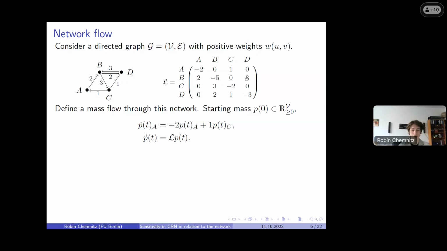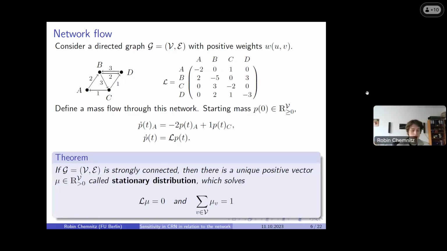And let's consider, for example, this 3 here, which is from D to B. From D to B we have a rate of 3. And note that the edge from D to B is in the matrix entry LBD, so it's flipped. This may be confusing at some point, that the weight from D to B is in the position LBD. We do this because then we can do multiplication from the right, which is more common.